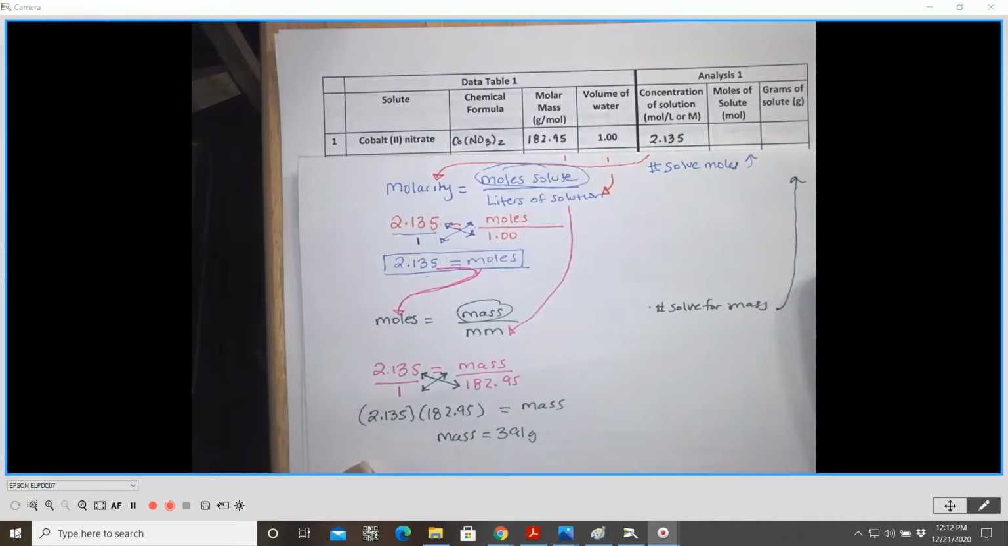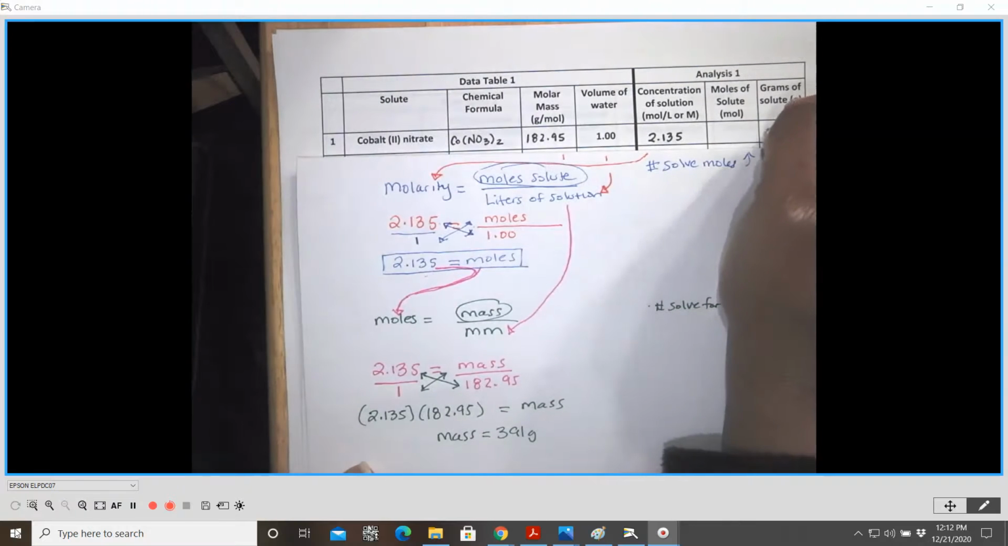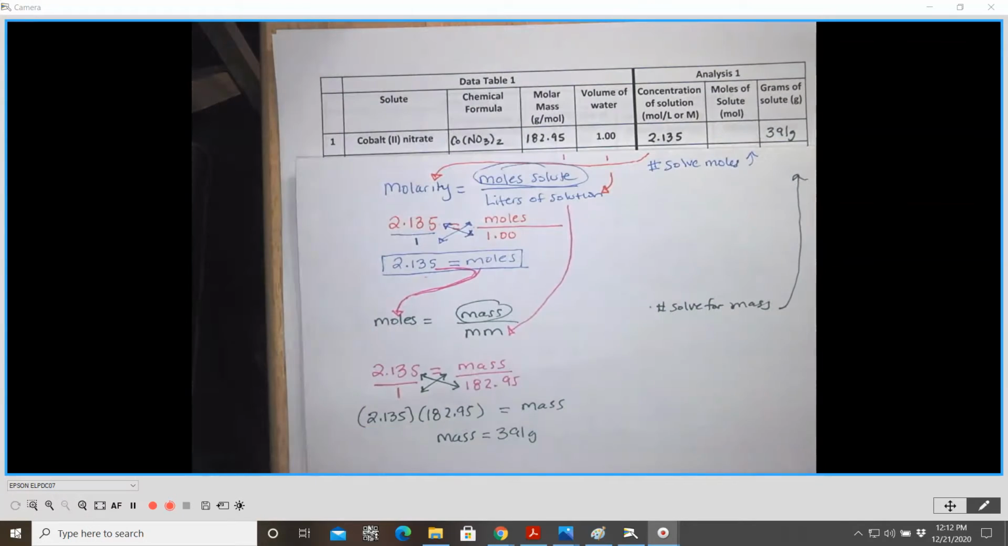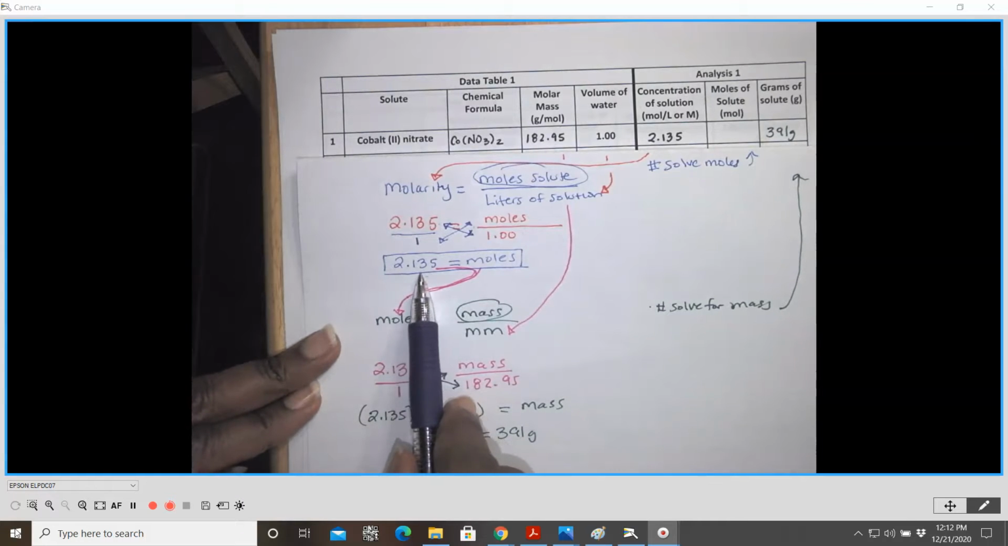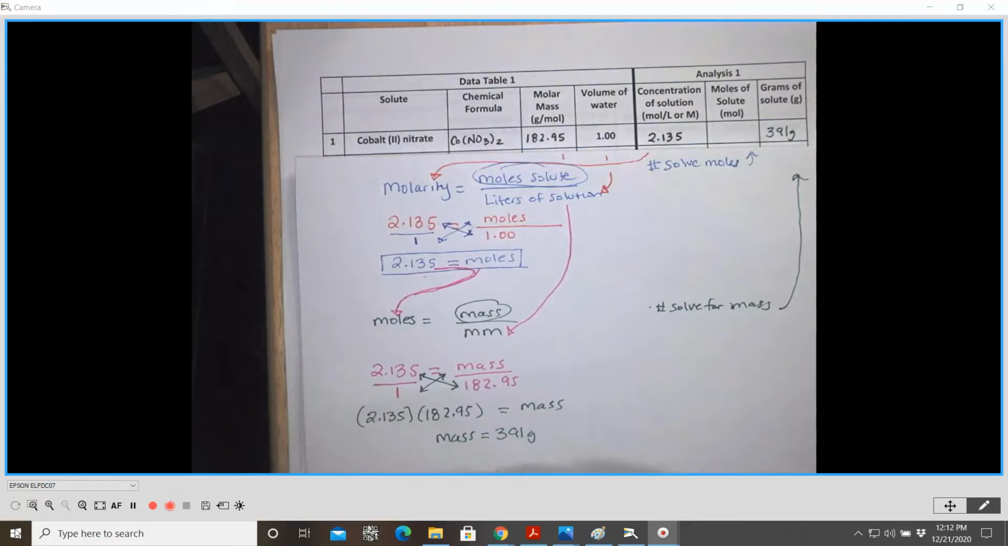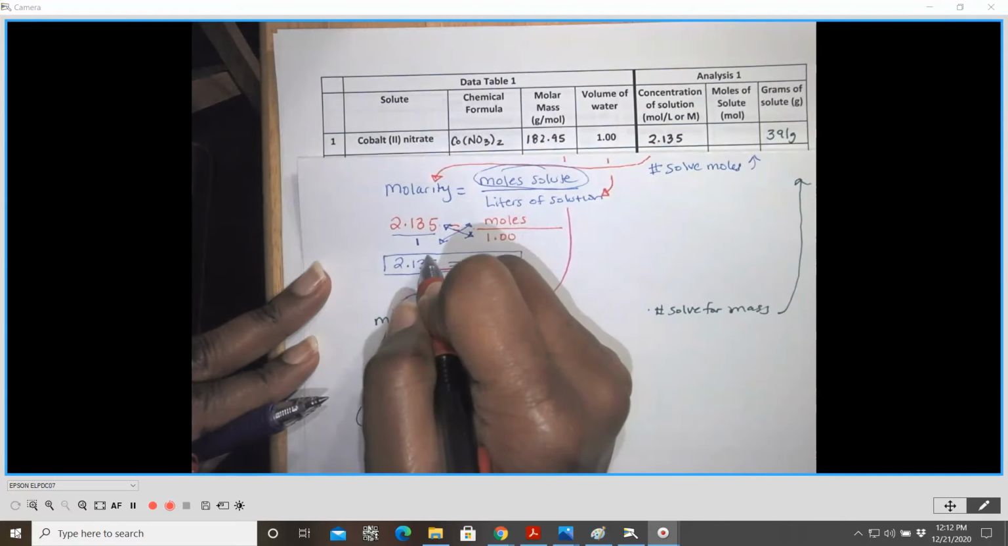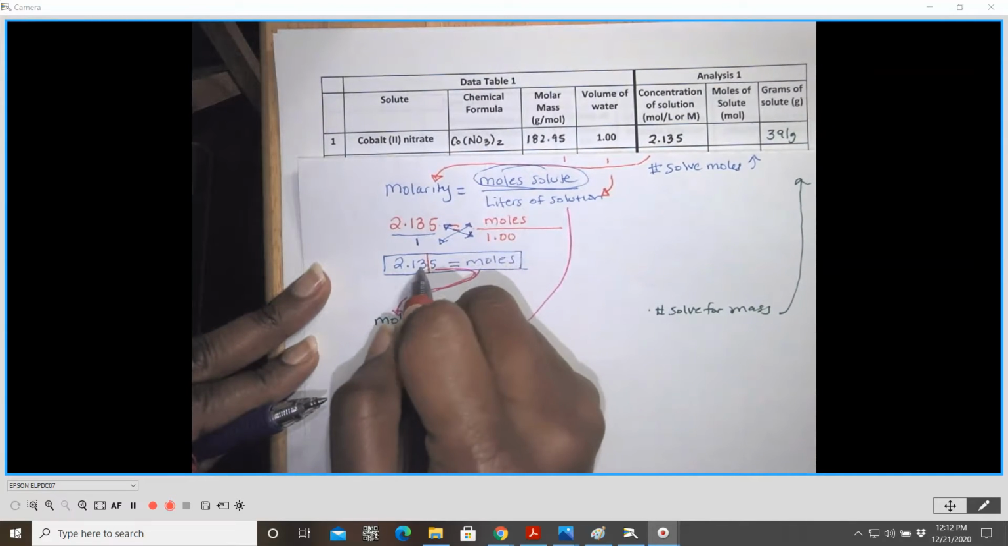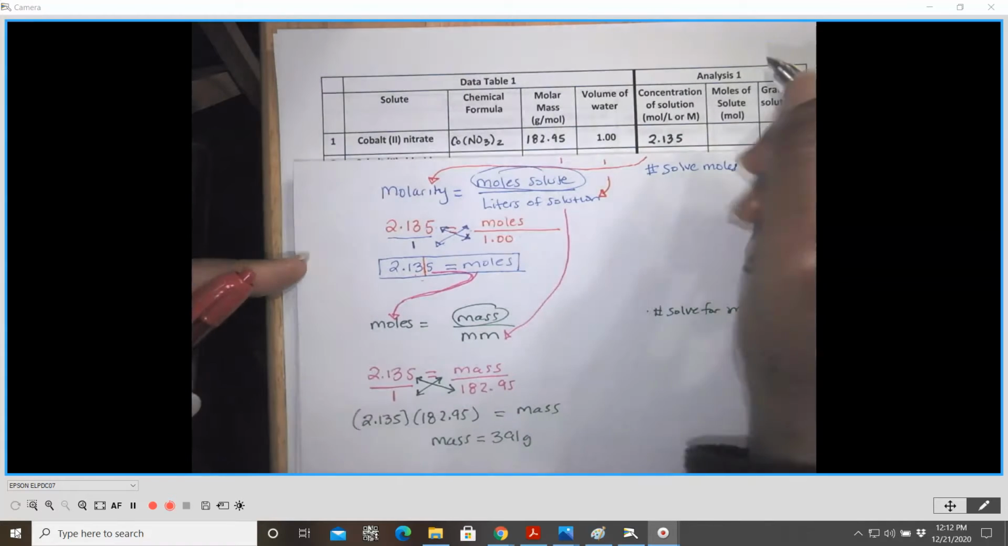Okay, and so I can go ahead and plug that value in here, 391 grams. Oh, and I forgot to plug in my moles. Go ahead and do that. My 2.135 moles. And once again, for significant figures' sake, I would cut this off. It's 3 sig figs, so I would cut that off, and again I would round the 3 up to a 4. So here I'm going to put in 2.14.